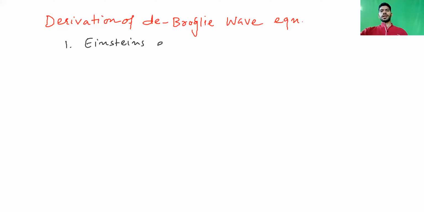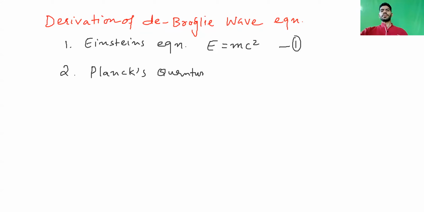Einstein's equation. Can anybody tell me what is Einstein's equation? That is E is equal to mc square. Exactly, mc square. Okay, let's call this equation first. And then can you tell me the Planck's quantum equation? What we call as Planck's quantum theory? What is the equation? Planck's quantum equation.